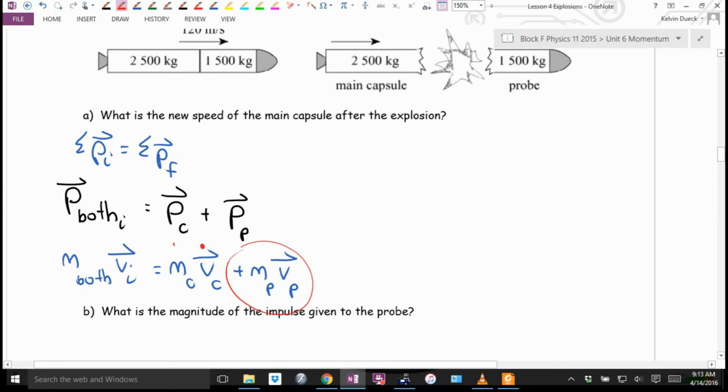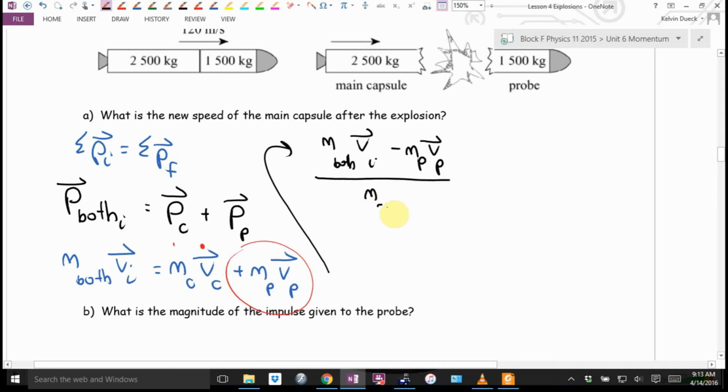Okay, so I think what you're saying, and you're right, the m both v initial drops down like a domino. Well, it stays where it is. I subtract that, and you said divide by the mass of the capsule. I totally agree with you, right? Yep. Let's crunch it.